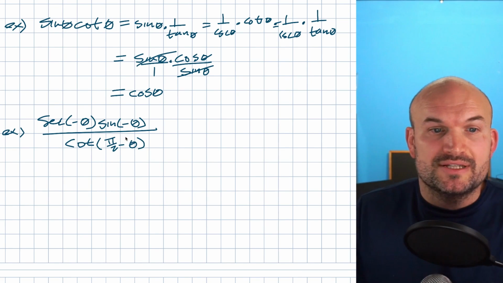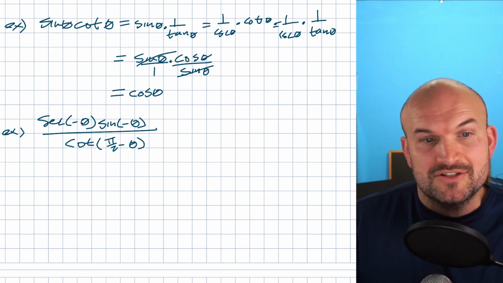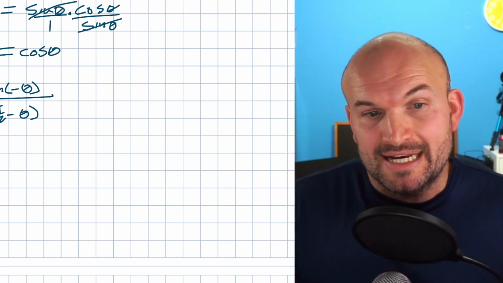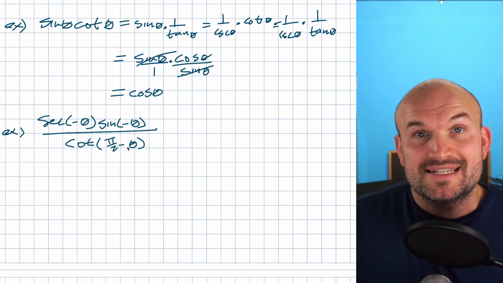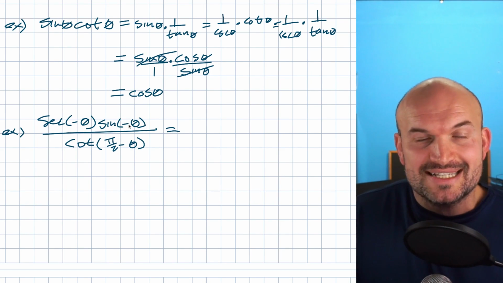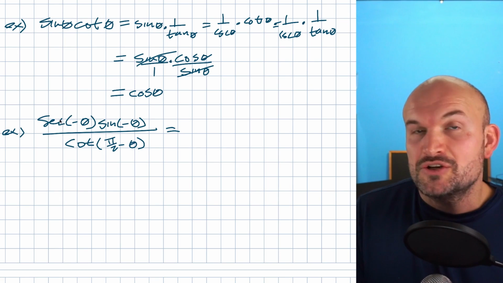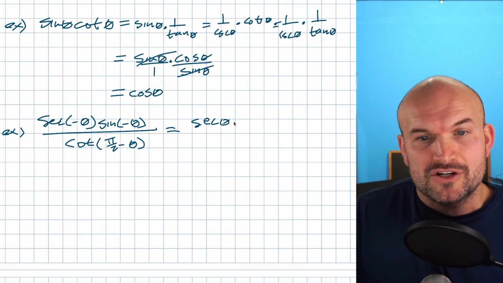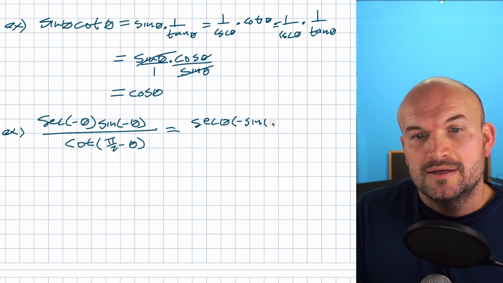Now in this example, you can see I have multiple different functions, and I also recognize that I have negative theta. So immediately my brain goes to my even-odd identities. I also see that I have pi halves minus theta, so that goes into using my cofunction identities. Remember, cosine and secant are our even functions, so the secant of negative theta is just equal to secant of theta. Sine is an odd function, so that's going to be equal to negative sine of theta.